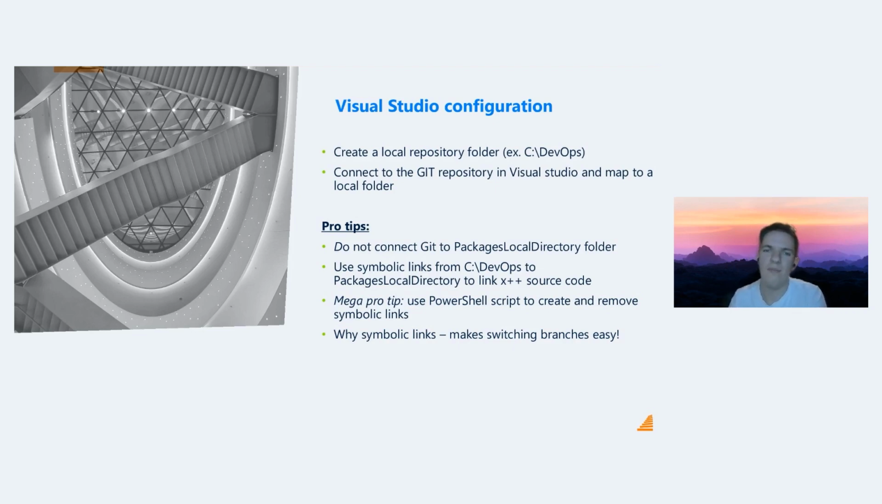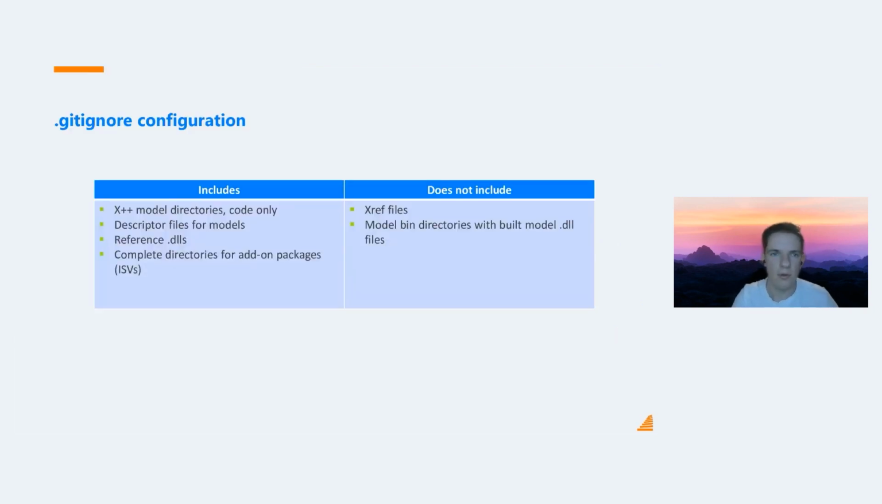And on that pro tip, I have another mega pro tip just to make life easier. You can build a 5-minute script using PowerShell to create and remove those symbolic links. Basically, you just need to create symbolic links for everything that you have in that repo folder, C DevOps, let's say. And when you have to change branches, for one reason or another, you can remove those links, change branches, and create the links again. That will make life with Git very easy. So that's how you configure the local machine.